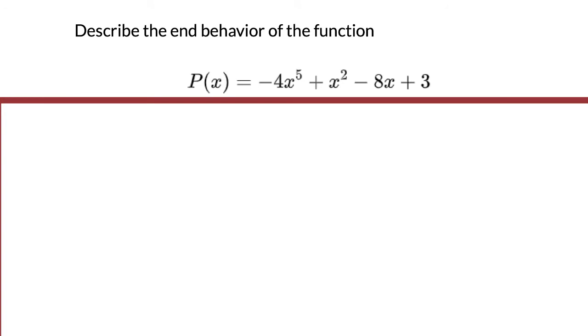Describe the end behavior of this function. So this is very similar to the previous problem, but this time we have to pick out the lead coefficient and the degree. So our degree is 5. And we don't really care that it's 5. What we care about in this problem is that it is odd.